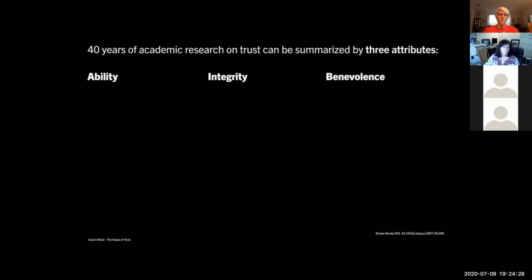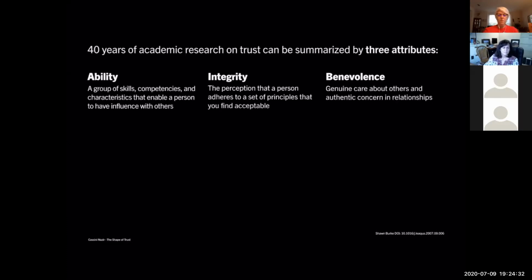Ability is defined by skills, competencies, or characteristics that allow an individual to have influence with others. Integrity is our perception of how well that person adheres to principles that we find acceptable. It's not whether or not they actually do, keep in mind. It's our perception of whether or not they do. And then finally, benevolence is demonstrated genuine care about others and authentic concern.